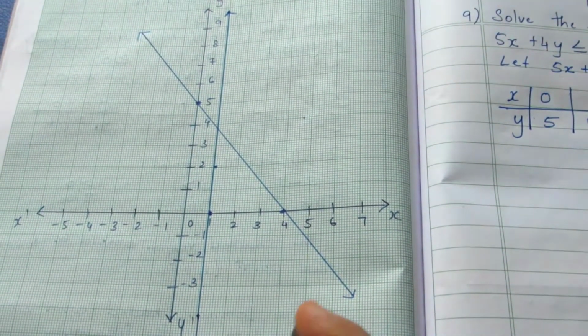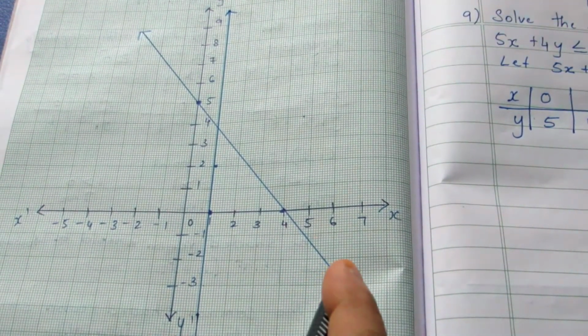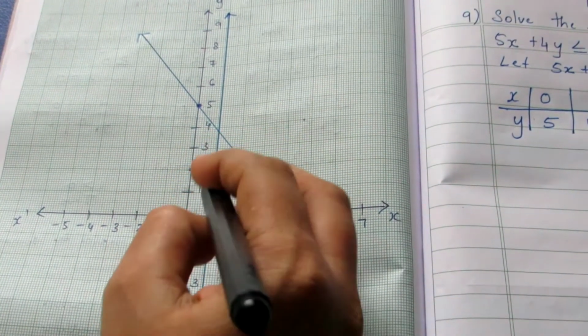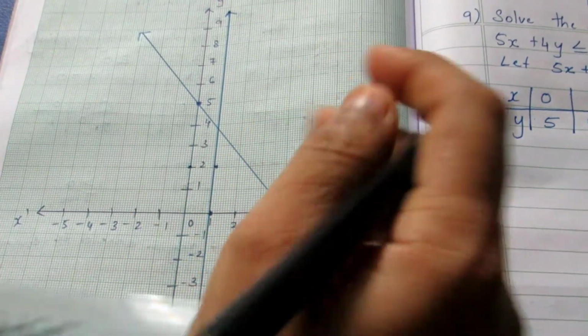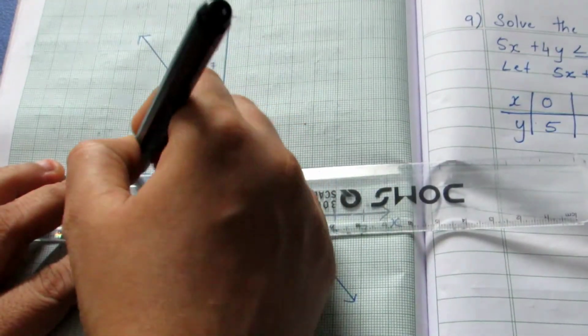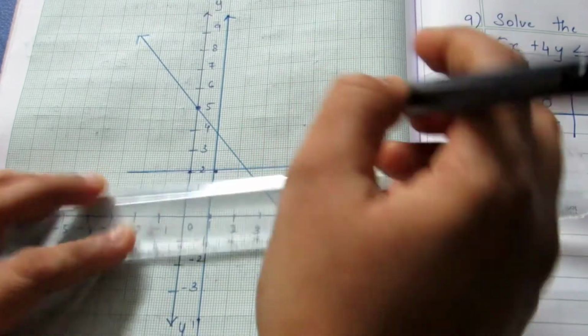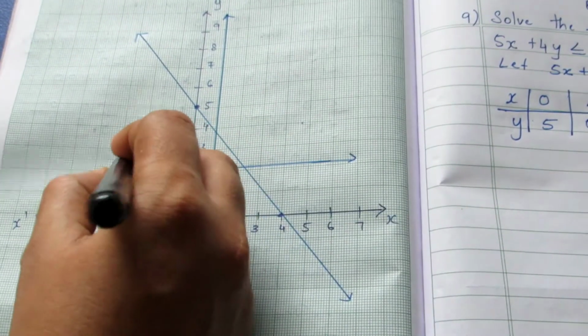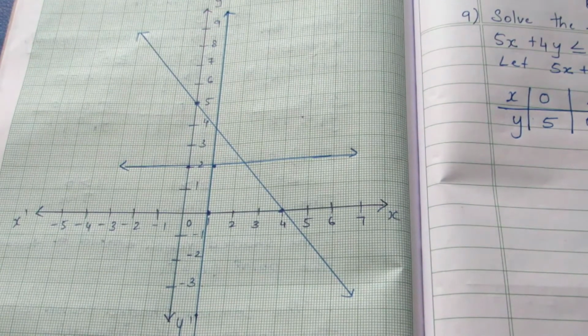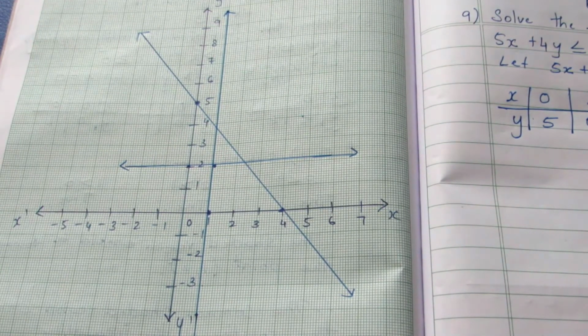Now for the third one, (0, 2) and (1, 2). So this is the graph for the third equation. Now, this is the graph for the equal to form, not for the inequality.